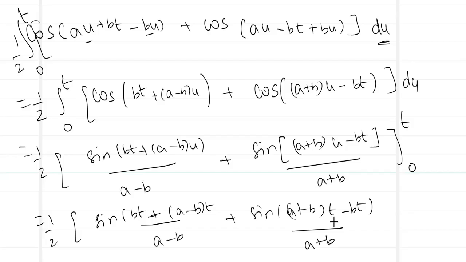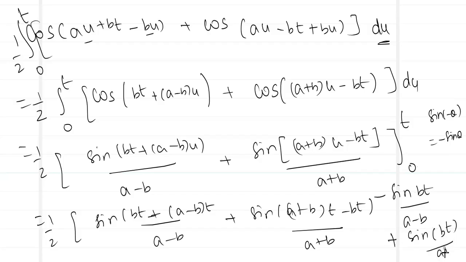So this is my upper limit. Now coming to the lower limit. When you put 0 over here, this term vanishes, leaving you with sin bt divided by a minus b. How about the second term? Minus sin of minus bt will become minus sin bt, since sin of minus theta is minus sin theta. Already we have a minus sign here. So this becomes plus sin bt divided by a plus b.